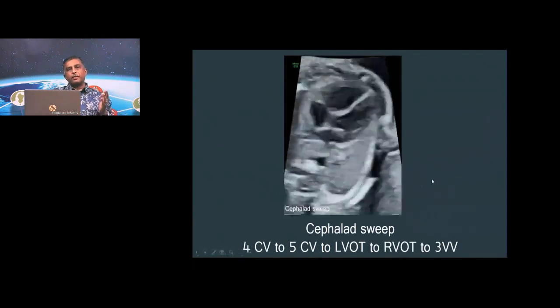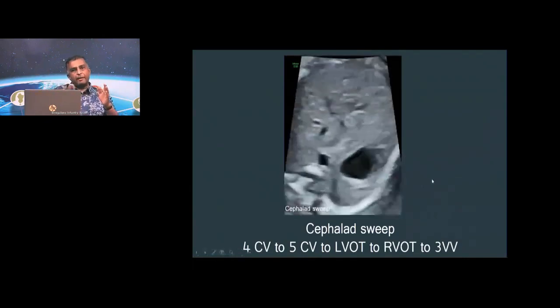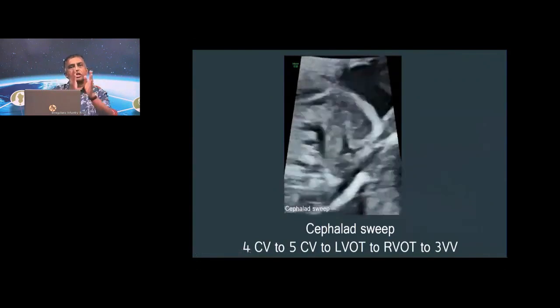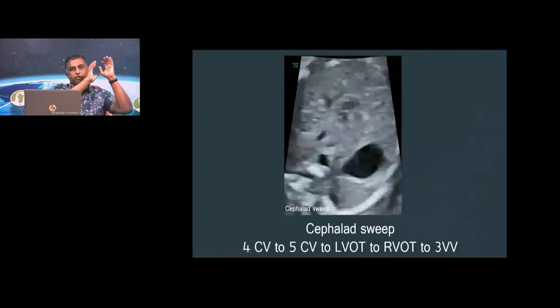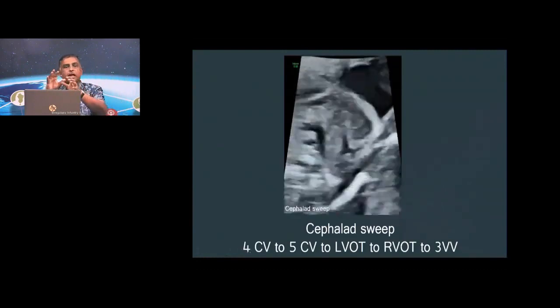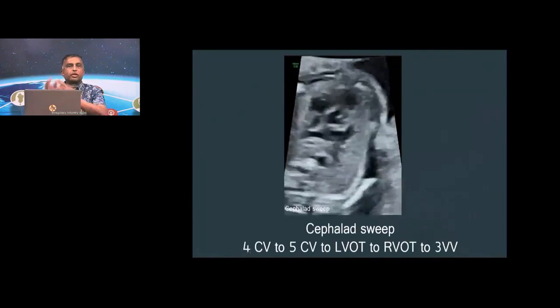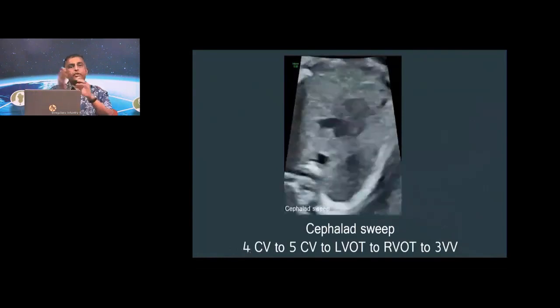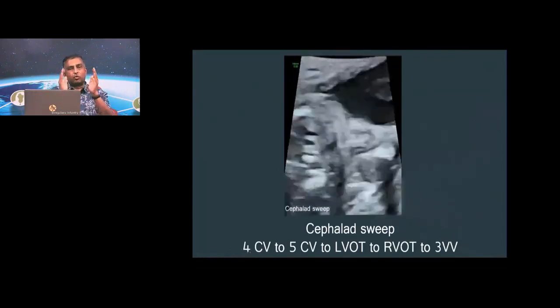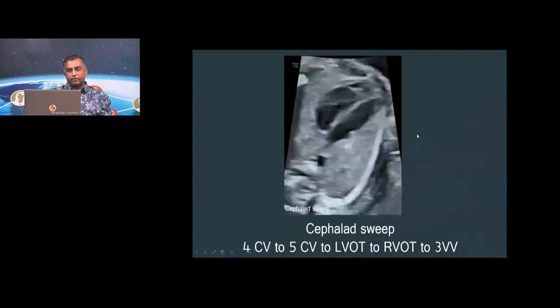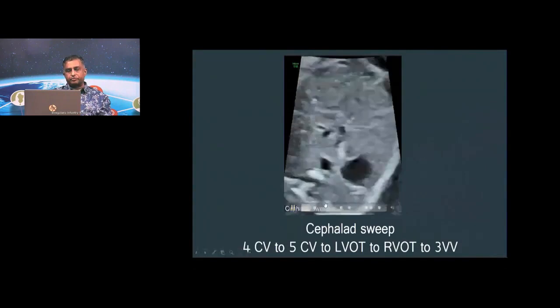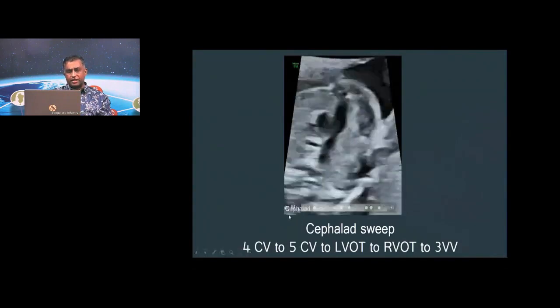When you do a cephalic sweep, you're actually trying to trap all the axial views into your clip. What I showed you before was individual clips of 4-chamber, individual LVOT, 3-vessel, and so on and so forth. Here is a sweep which gets everything into one clip, and that helps you to study relationships. So therefore, this is a cephalad sweep.